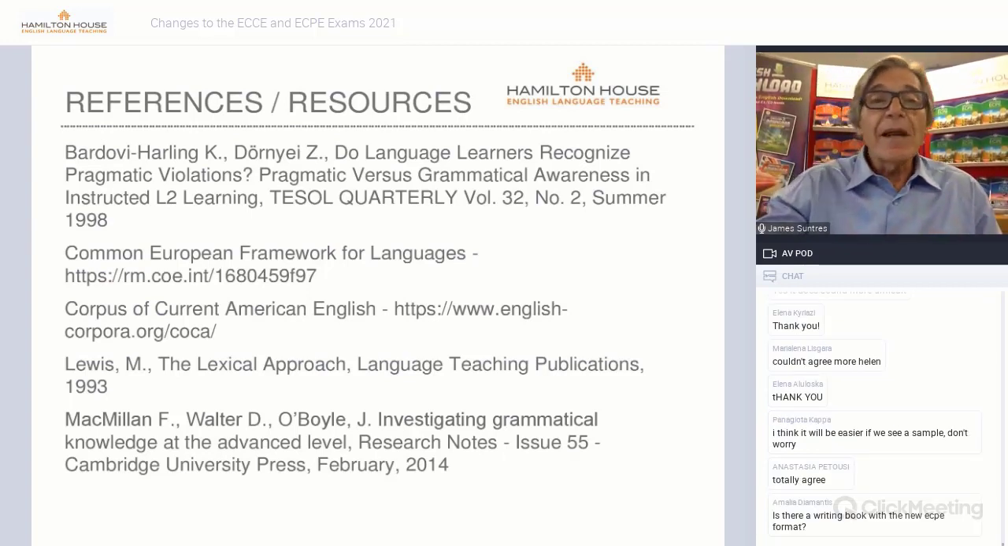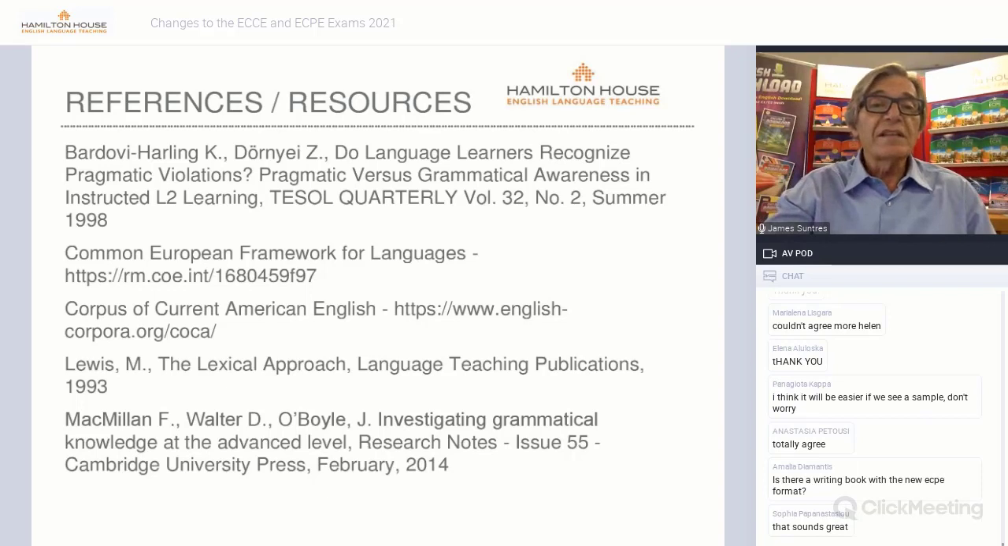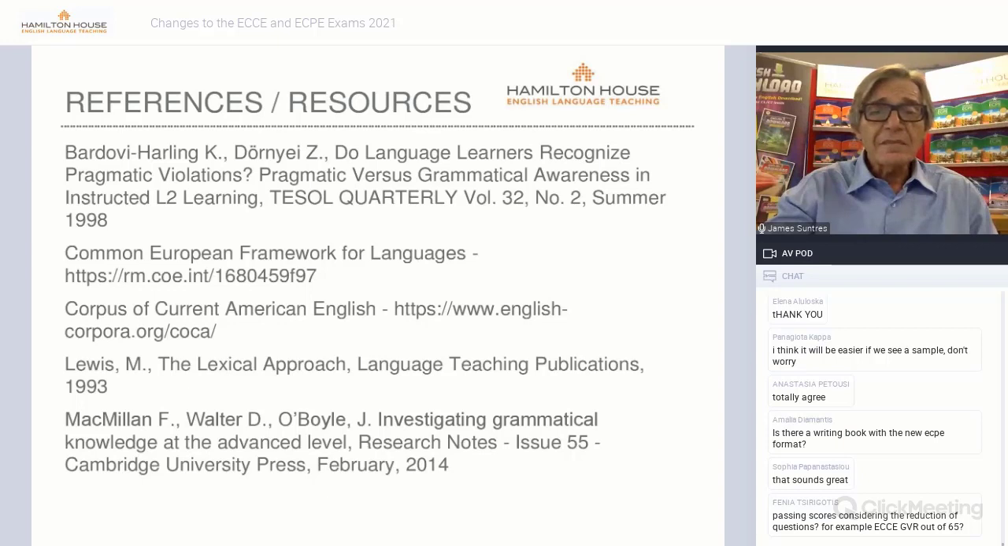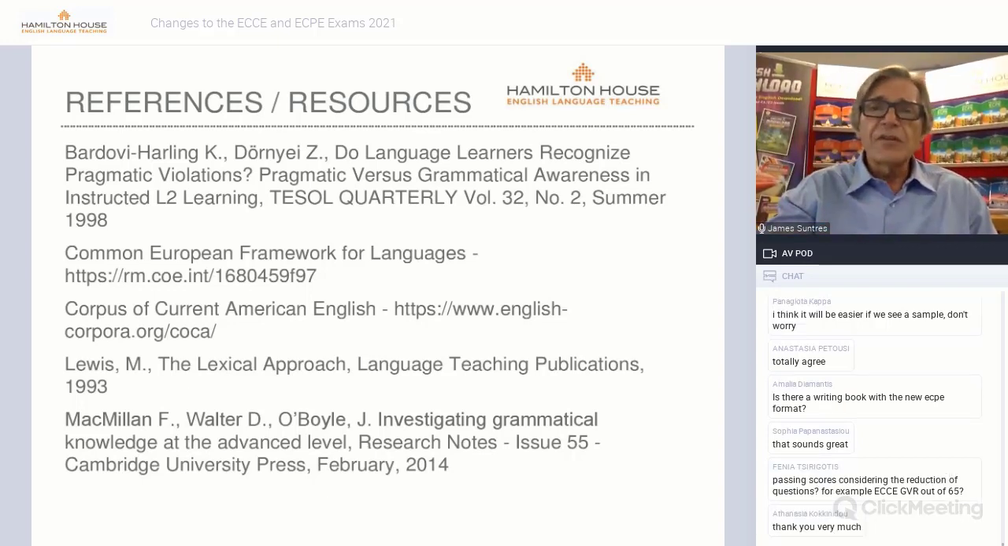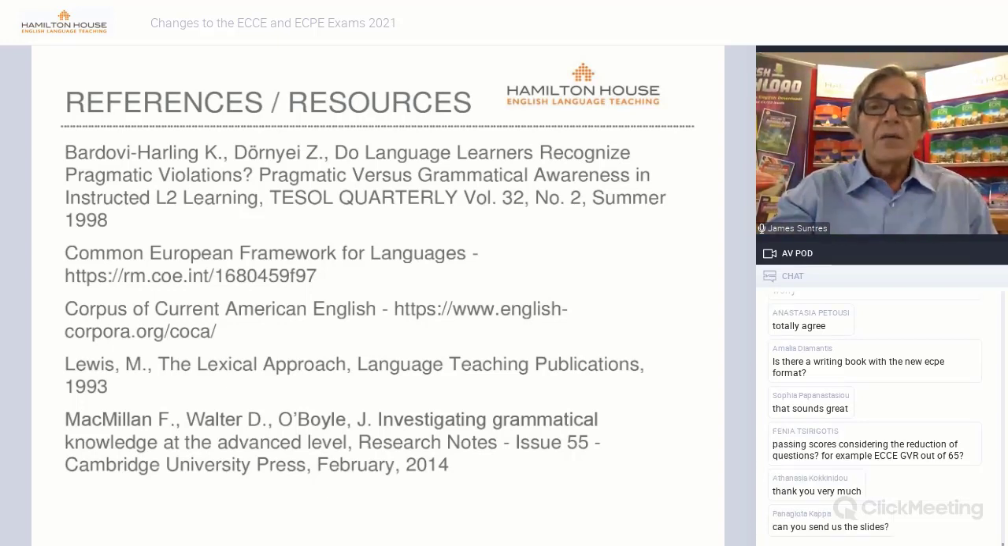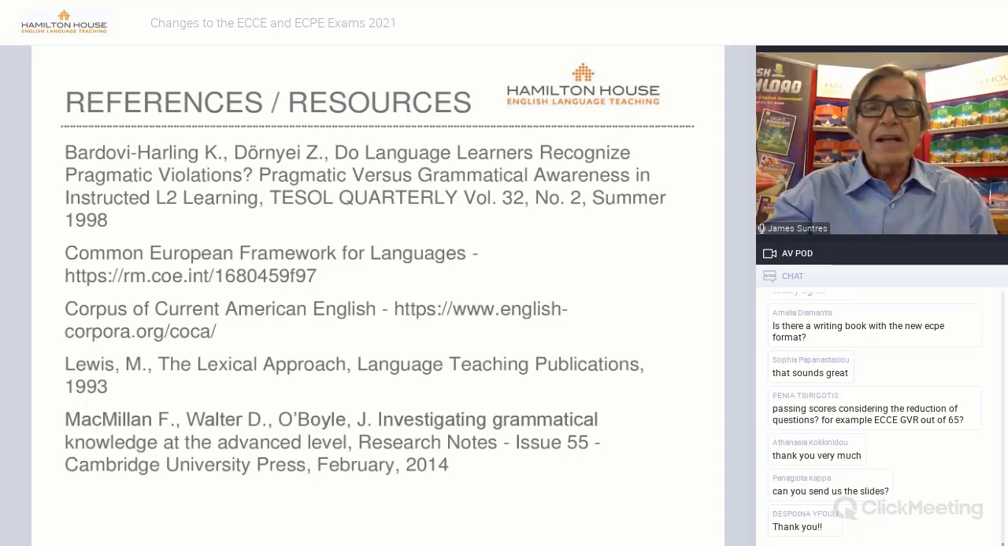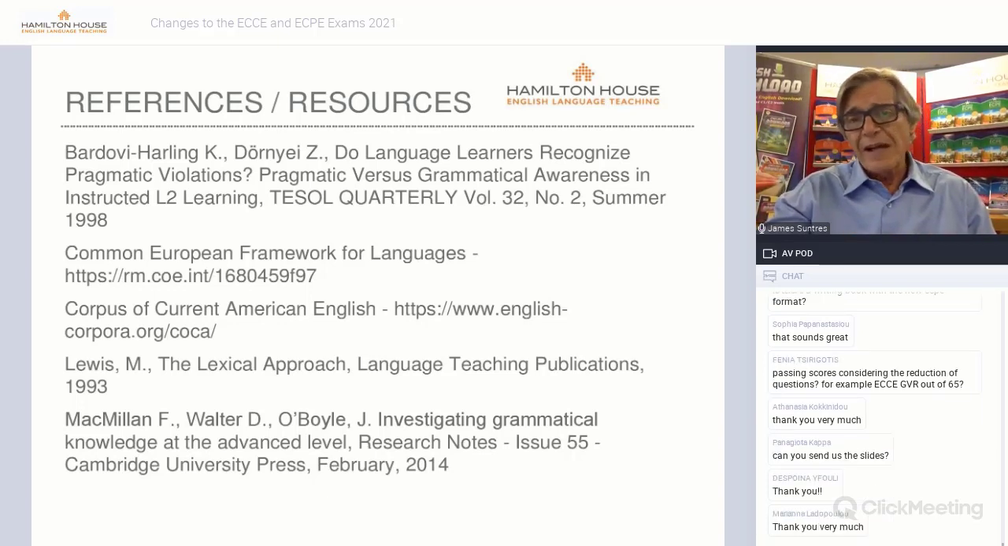So that's it. Here are my references and resources. I'll leave that up there. You can cut and paste these and just put them in Google search or wherever, and they'll take you straight to these articles. Really like this article on whether language learners recognize pragmatic violations, and pragmatic versus grammatical awareness. Very clear explanation of the problems, pragmatic versus grammatical problems in the EFL classroom.